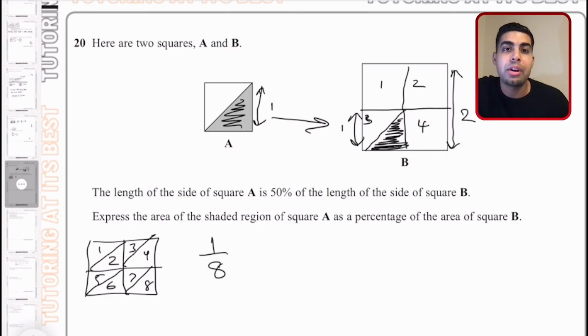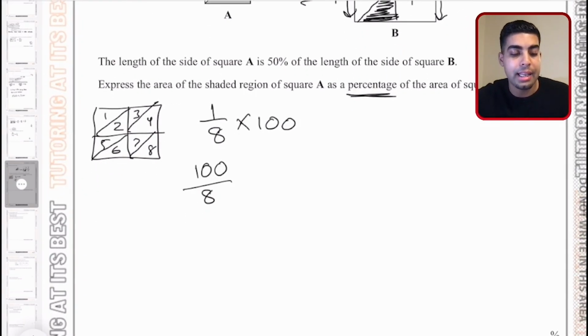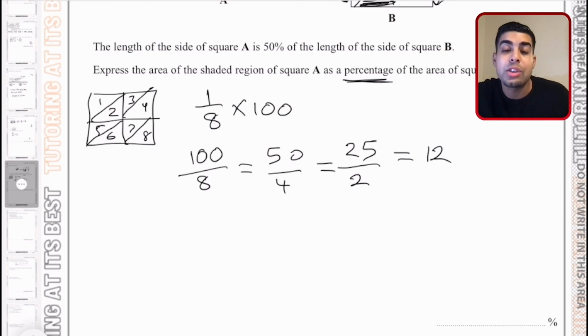And then again, because they're asking us to express the area as a percentage, we know it's out of 100. So we'll go ahead and multiply this by 100. We know 100 times 1 is 100, so we're left with 100 over 8. If we simplify this and halve both the numerator and denominator, we've got 50 over 4. We can do that once more, and that's 25 over 2. Then if we divide 25 by 2, so half of 25, we'd get 12.5%. And that is our answer there.